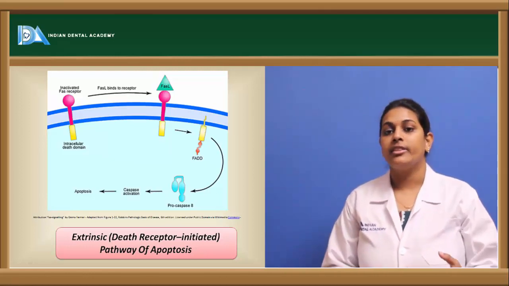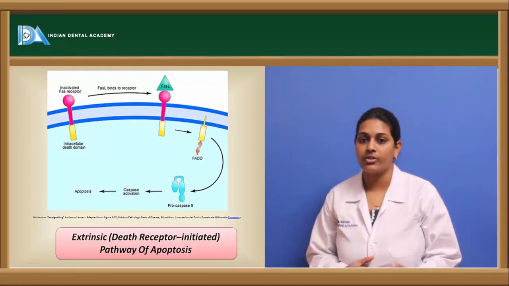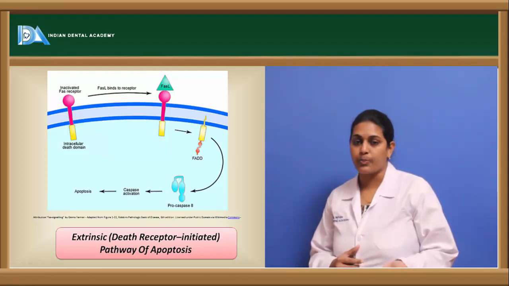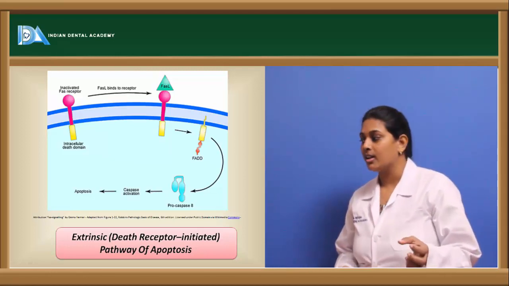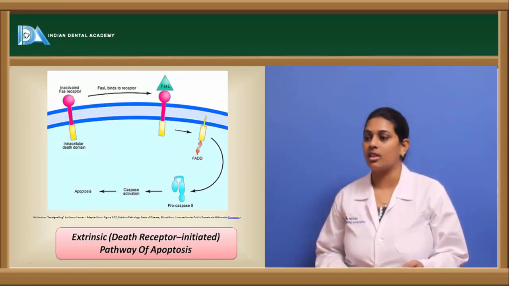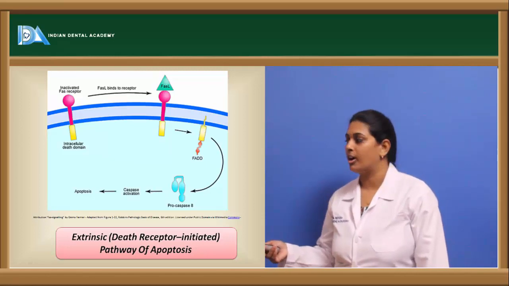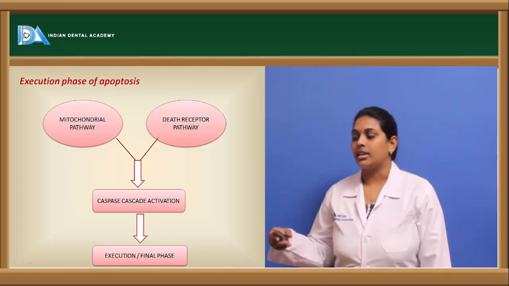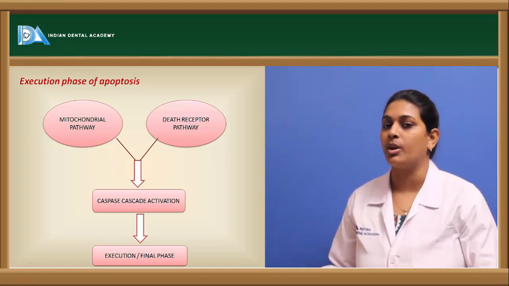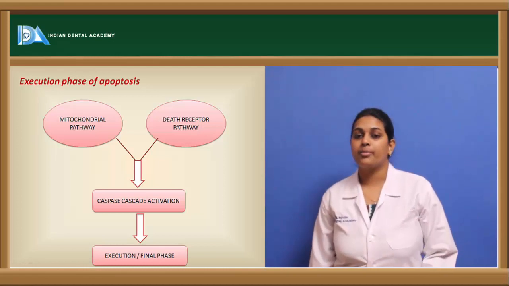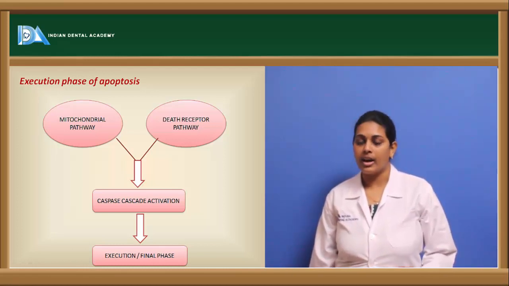So once this procaspase 8 is activated with the Fas associated via death domain, usually 4 to 5 of these procaspase 8 structures bind together and form the active caspase. That is, they cause the activation of the caspase when this bundle of procaspase 8 binds together, and they initiate the process of apoptosis. This constitutes the extrinsic death receptor initiated pathway of apoptosis. So both pathways, the intrinsic pathway and the extrinsic pathway, that is the mitochondrial pathway and the death receptor initiated pathway, together activate the cascade activation, which initiates the process of execution or the final phase of apoptosis.